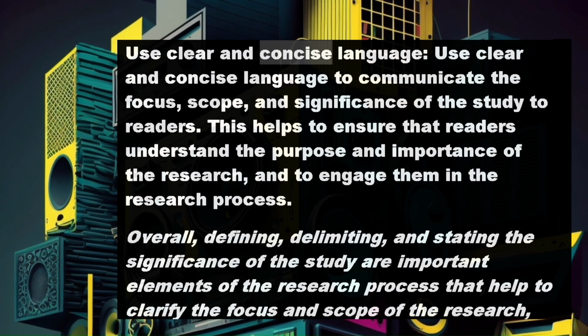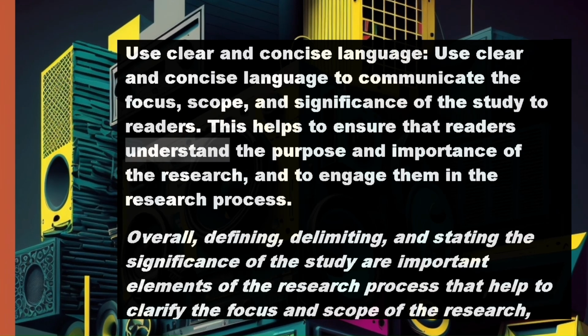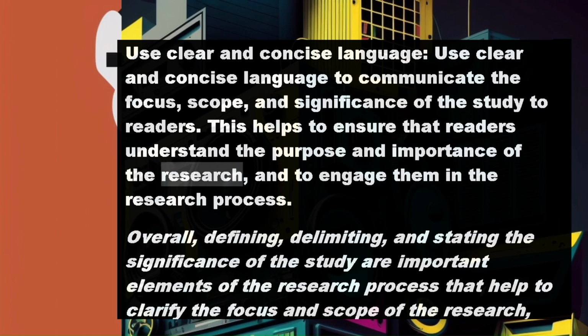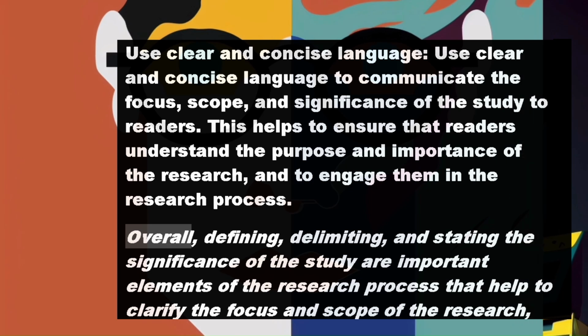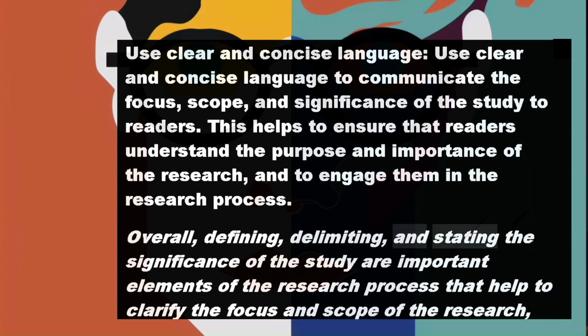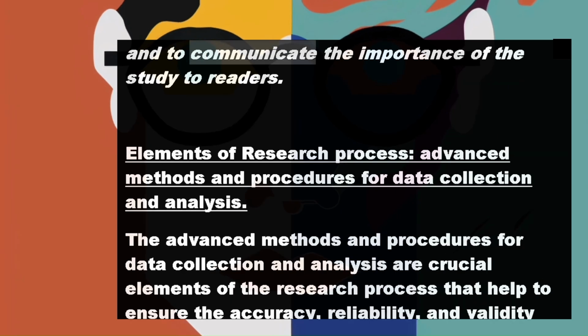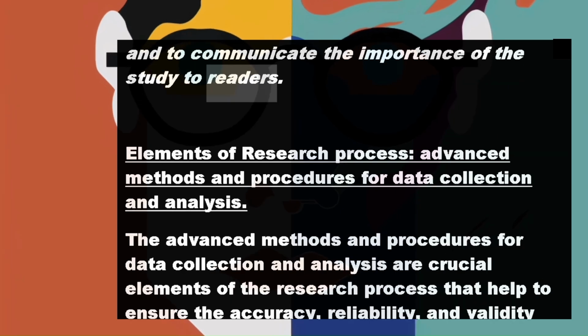Use clear and concise language. Use clear and concise language to communicate the focus, scope, and significance of the study to readers. This helps to ensure that readers understand the purpose and importance of the research, and to engage them in the research process. Overall, defining, delimiting, and stating the significance of the study are important elements of the research process that help to clarify the focus and scope of the research, and to communicate the importance of the study to readers.